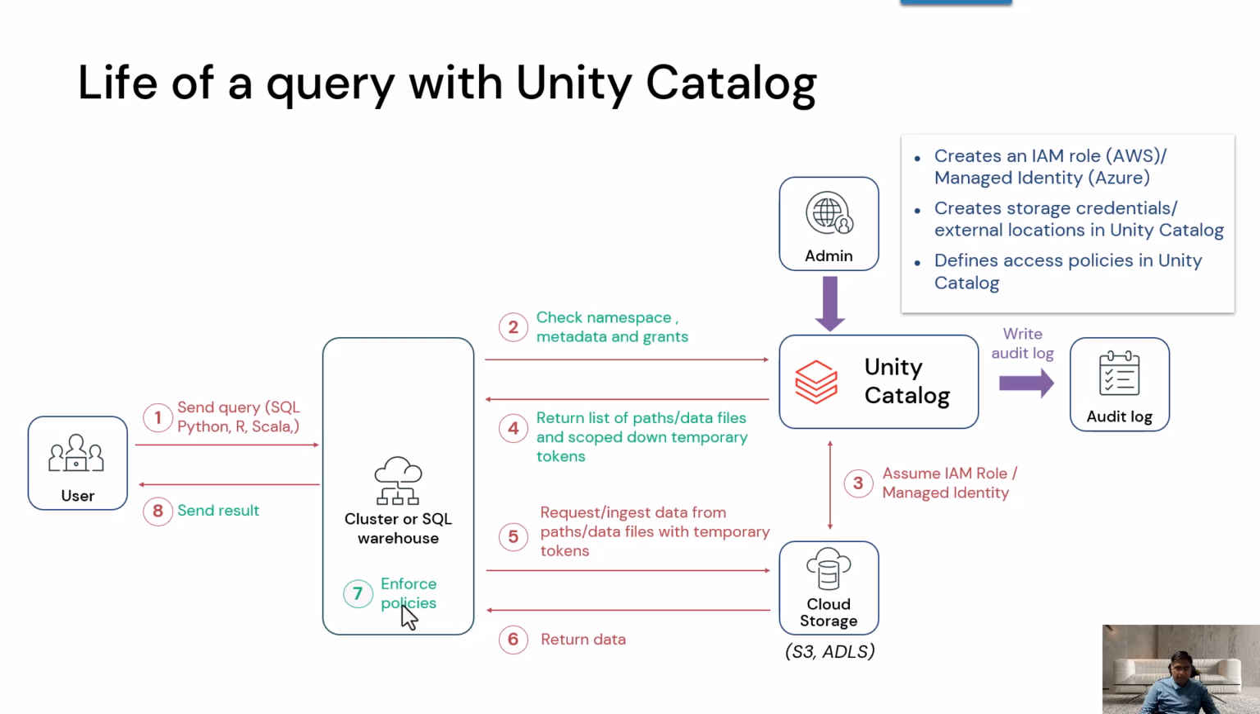Now the data is returned, but that data contains everything. At the cluster level, it is actually enforcing the policies on which data needs to be displayed to a user or which data need not be displayed to the user. So those policies are enforced here, and based on that the data is filtered, and then that filtered data is sent as a result to the user. So this is how the whole life of the query with the Unity Catalog works.